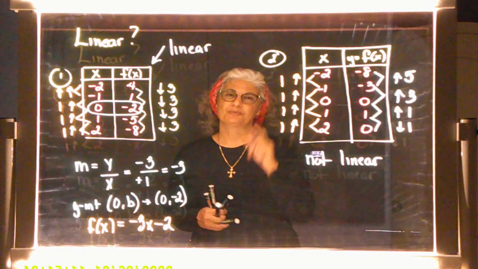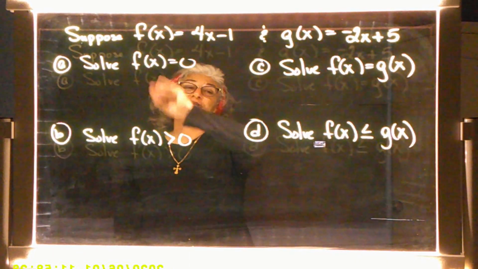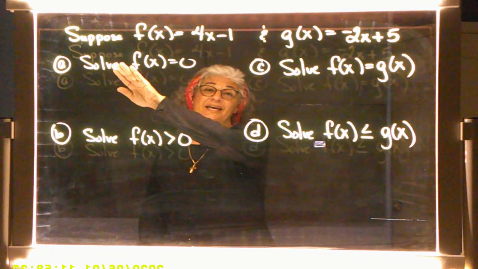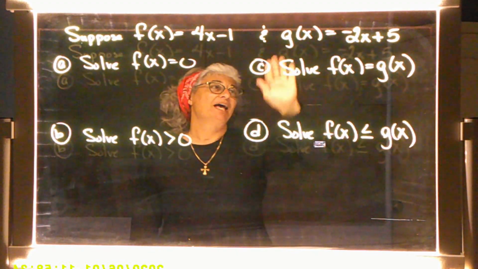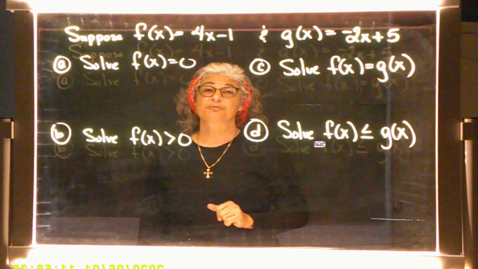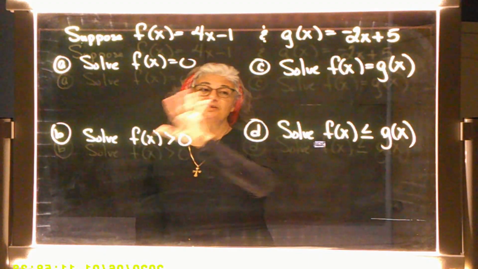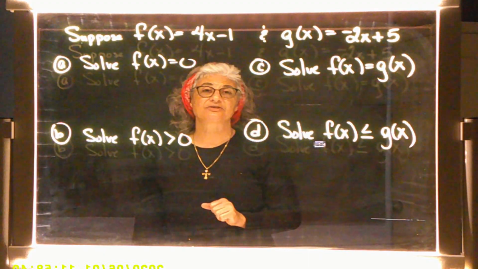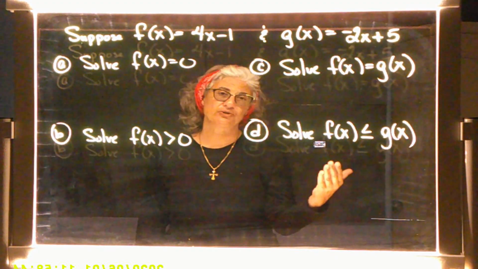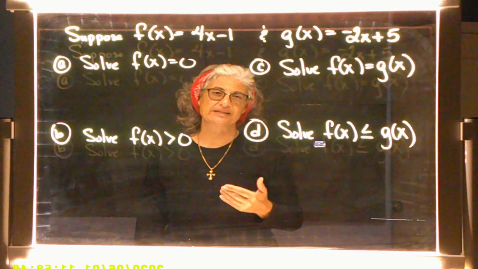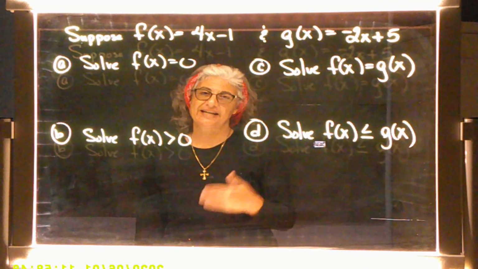Are you guys with me? Okay, cool. Okay, so let's take a look at this example. It says, suppose f of x is equal to 4x minus 1, and g of x is equal to negative 2x plus 5. They've given me 4 questions that they would like to answer knowing these two functions. And to be honest with you, you know how to do these. It's the way they're phrasing them that I need you to get a handle on.